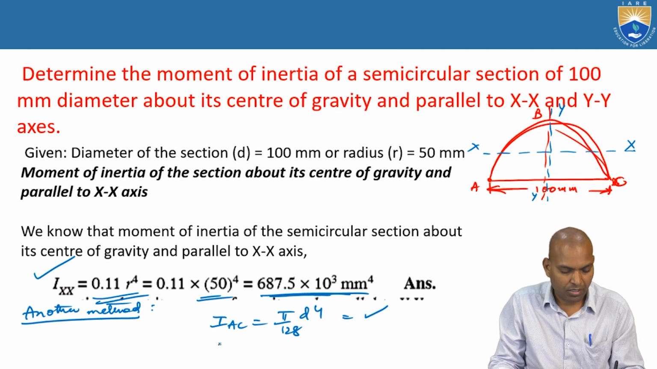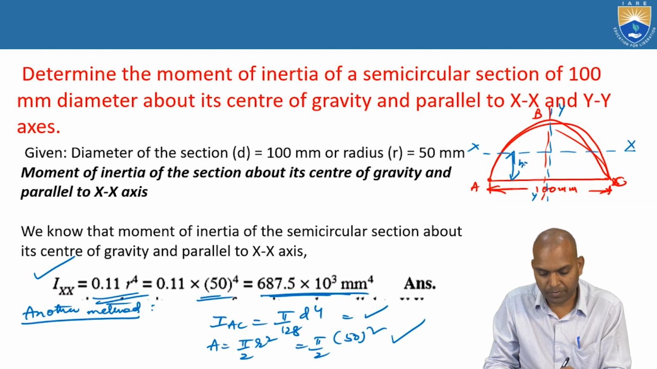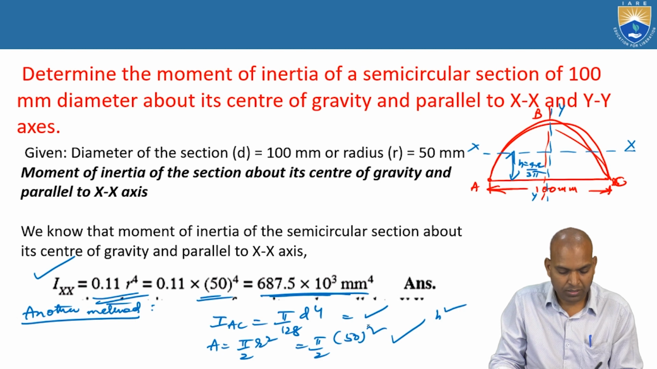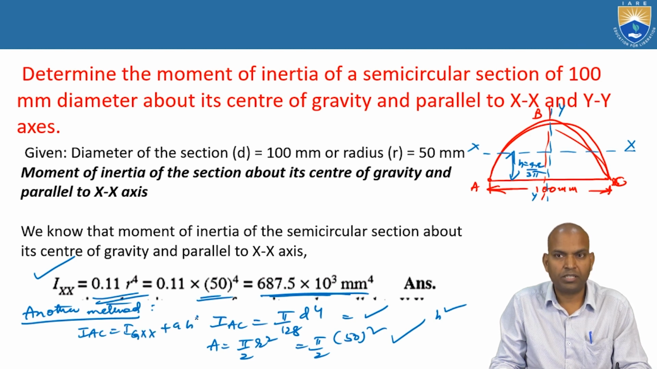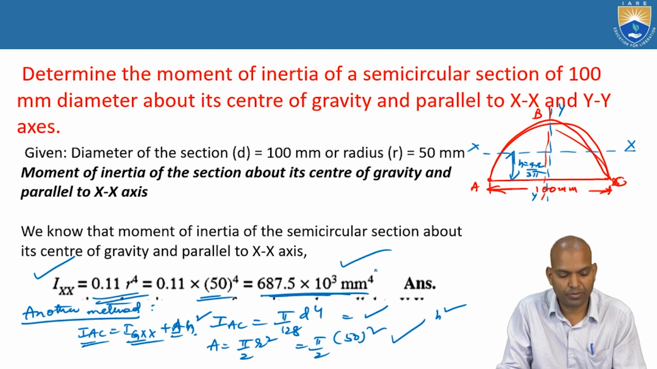100 millimeters. What about area of the semicircle? Pi by 2 times r square, with r equal to 50, so pi by 2 times 50 square. We get this value. What about h equal to? Here it is 4r by 3 pi, that is 4 times 50 by 3 pi. H value can be known. Now what we need? IAC equal to IGXX plus A times h square. Substitute here A, h and IAC, then IGXX will come directly, that is 687.5 into 10 cube millimeter power 4.